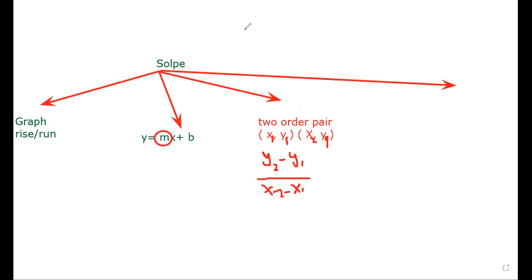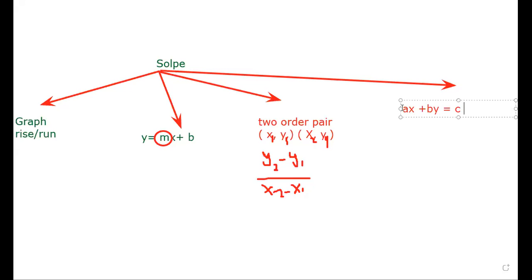What is the last method? What is the fourth one? How can we find the slope? Negative a over b. Exactly, negative a over b. And when can we use negative a over b? If the equation is written as Ax plus By equals C.